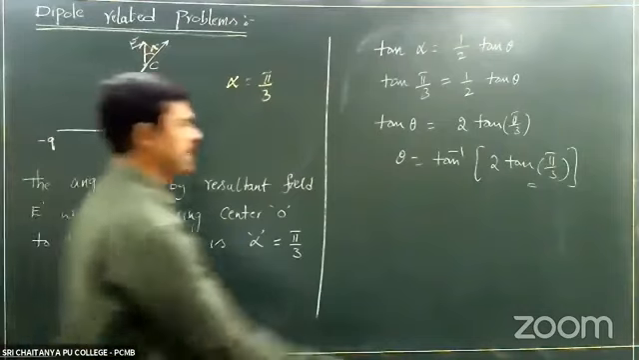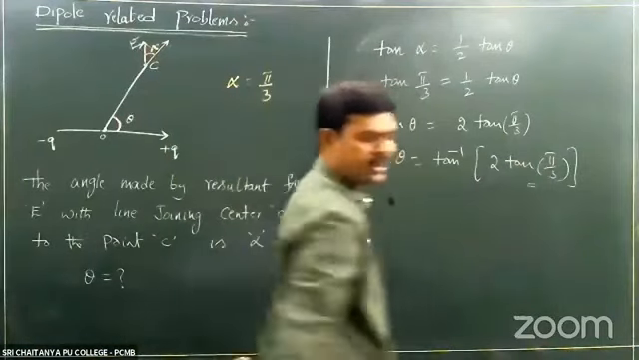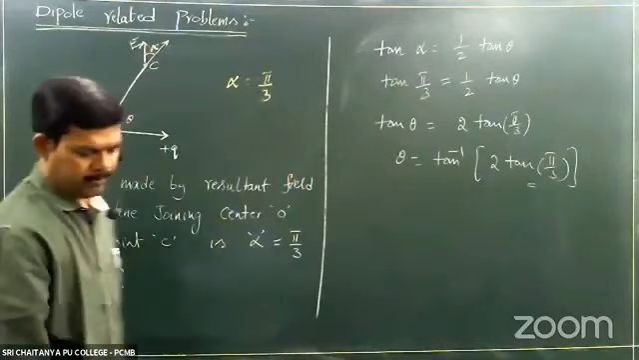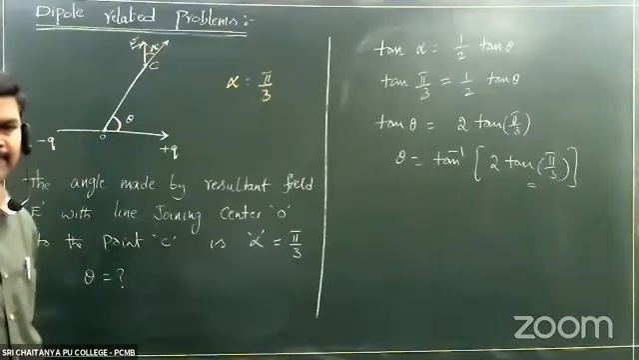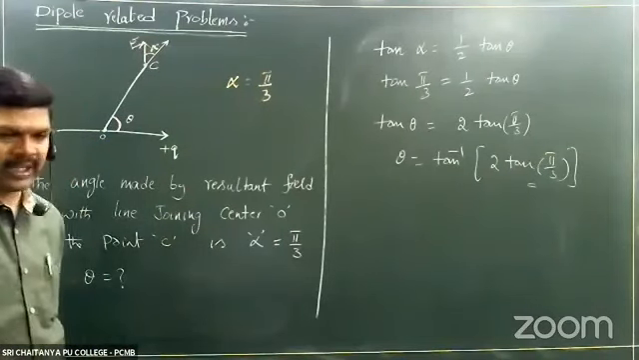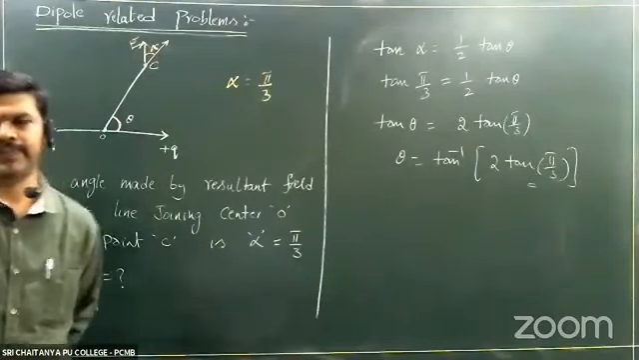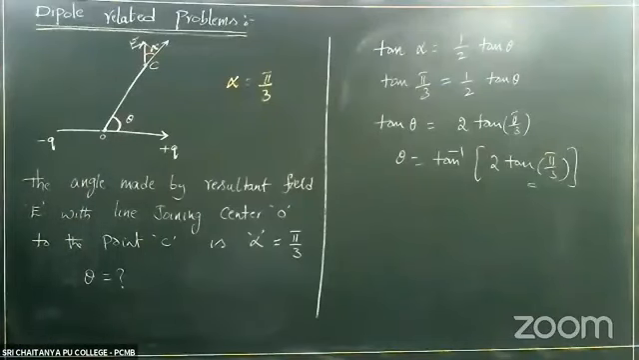If you want, you can write the tan pi by 3 value also. Tan 60 is root 3. Even you take it as root 3 there. This is also a problem asked in a previous entrance.